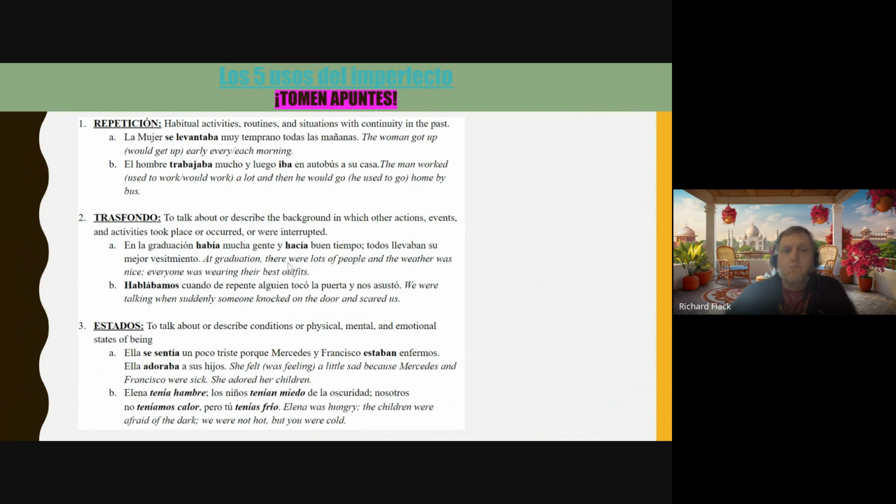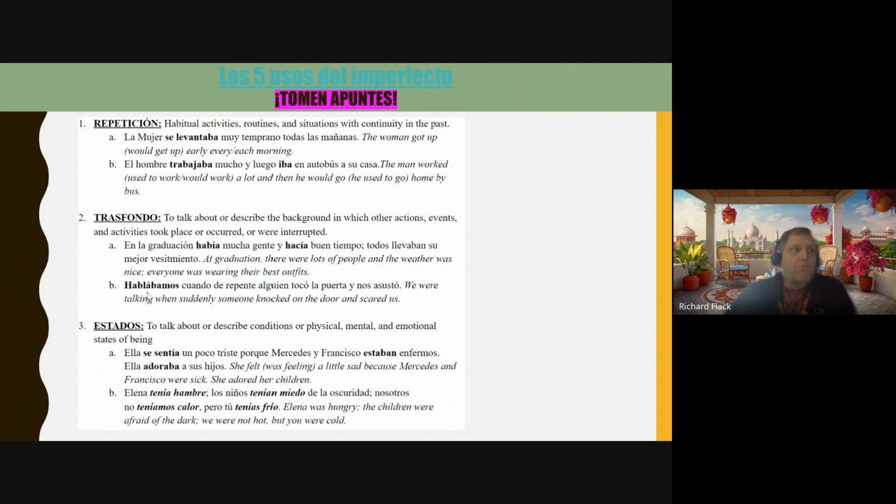We could take this away and then just start saying what happened. The students walked across the stage. They got their diploma. They took a bow, right? But this sets up the scene. Background information, imperfect tense.